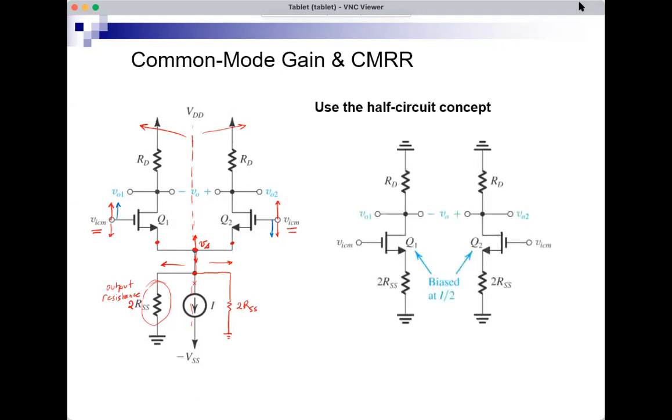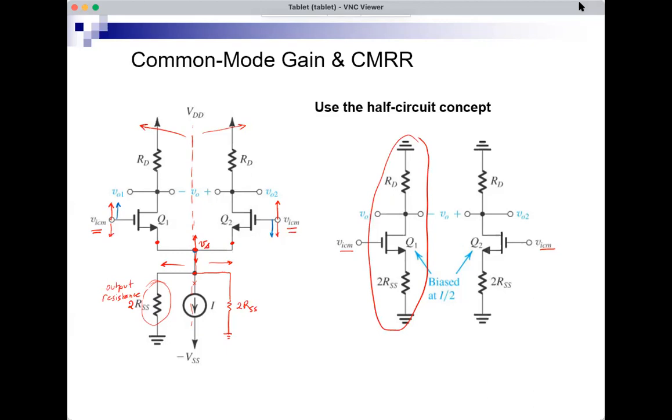And here's the half circuit in this case. The two MOSFETs, each with its RD and its two RSS. The two inputs are equal to VICM, and the two MOSFETs are biased at I over 2, the current source current divided by 2. And again, if you look at the half circuit, we have something that we're familiar with.